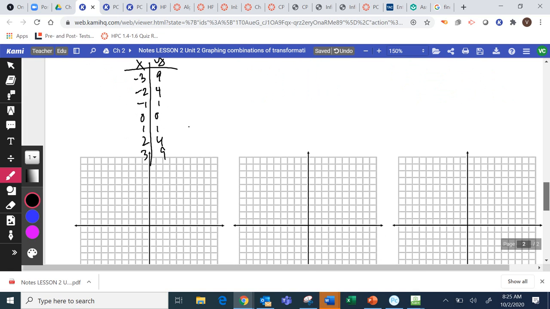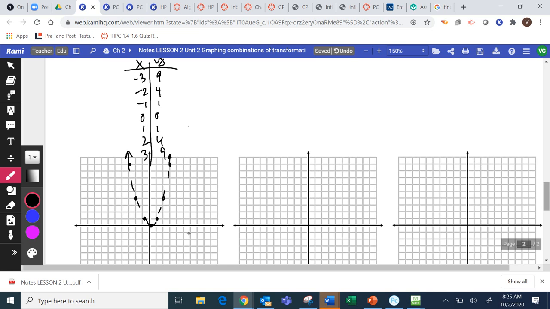Go ahead and plot those points. Hopefully, fingers crossed, if you've been doing your assignments, those parent function points get plotted so quickly. You probably woke up in your sleep doing this. Because we've done it so many times, right? Did that happen to anybody? No?